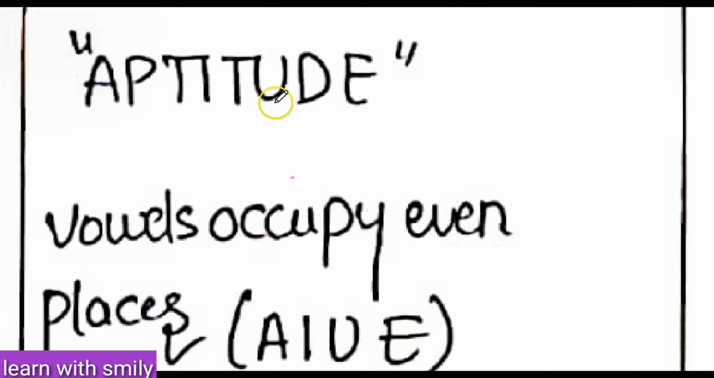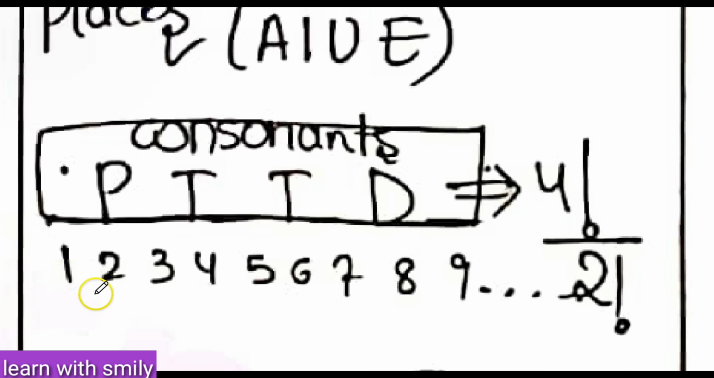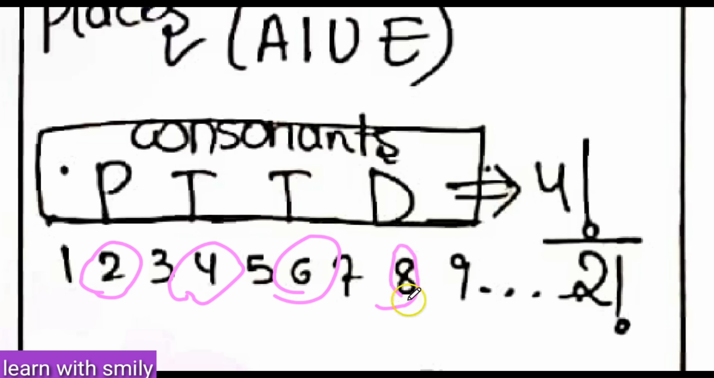Coming to the next example, aptitude. Here vowels occupy even places. So what are the vowels here? A, I, U and E. These 4 vowels can occupy even places. Aptitude contains 8 letters, that is 8 places, in which the 4 vowels can occupy the even places, that is 2, 4, 6 and 8. And while we are considering 2, 4, 6, 8, there is no repetition here, right? So it will be 4P4 because 4 letters must be arranged in 4 positions.